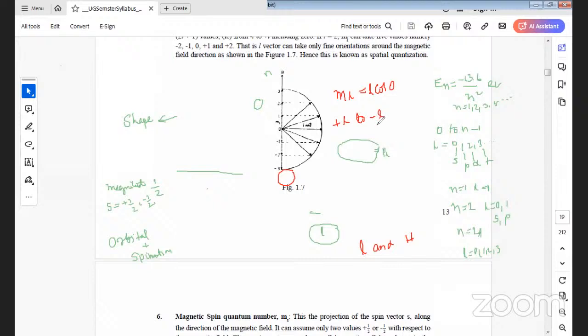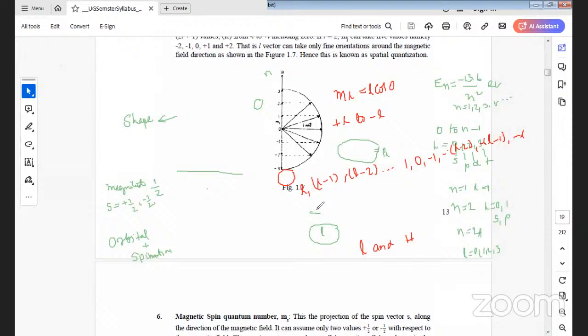At unit intervals, it changes like L minus 1, then L minus 2, and so on, down to 1, 0, minus 1, and then minus L plus 2, minus L plus 1, and on up to minus L. So the values of ML take place in between plus L and minus L.